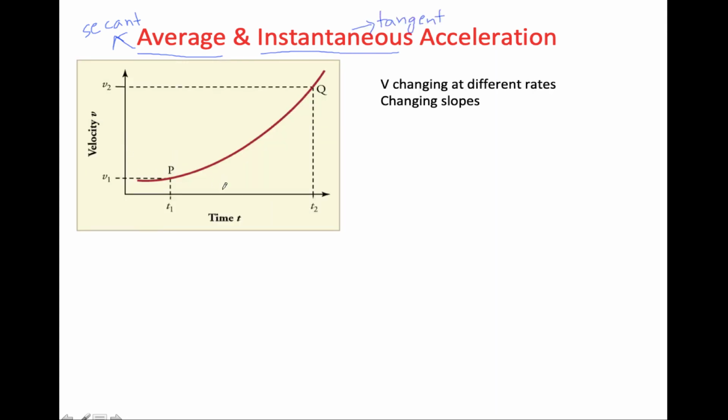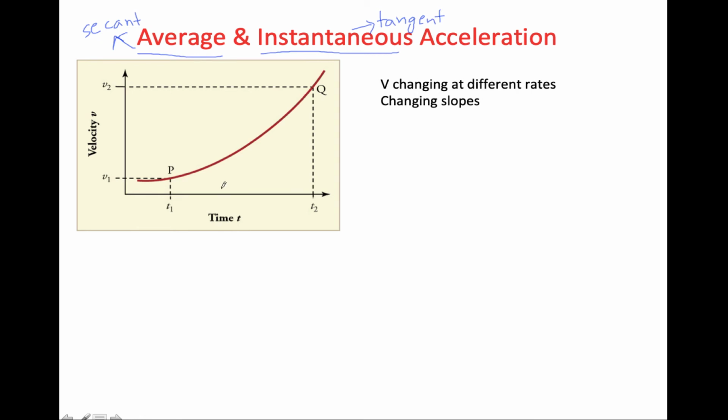How can we obtain average and instantaneous acceleration from a graph of velocity versus time? In a similar way as we obtained average and instantaneous velocity from a graph of position versus time. Average rate of change of an object can be obtained by looking at the slope of the secant line of a graph. An instantaneous rate of change of a quantity can be obtained by looking at the slope of the tangent line of a graph. This is a velocity versus time graph.